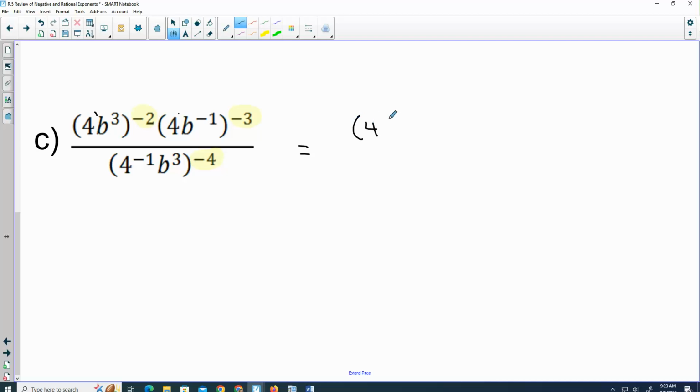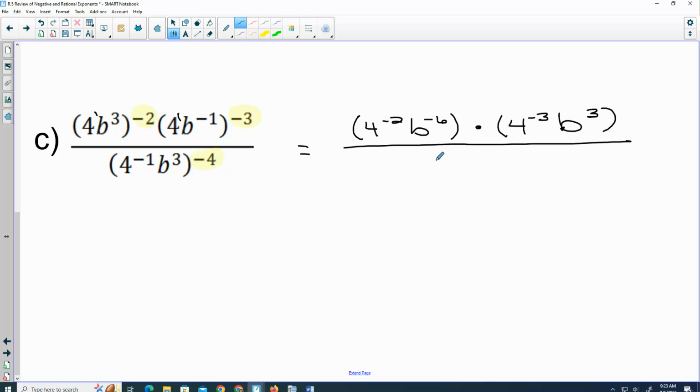So 1 times negative 2 is negative 2. For b, 3 times negative 2 is negative 6. So I took that first parenthesis to the negative 2. Second one, my exponent is negative 3. So again, this is a 4 to the first. So if you multiply your exponents, 1 times negative 3 is negative 3. With my b's, negative 1 times negative 3 is 3.